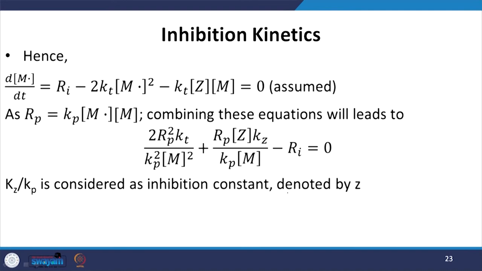Therefore, you can write this inhibition kinetics with the help of this equation: d[M•]/dt is equal to Ri plus 2kt[M•] squared minus kz[Z][M•], that we have already assumed. Now, as Rp is equal to kp[M•][M], combining these equations leads to this particular equation: Rp squared times kt upon kp squared [M] squared plus Rp[Z] kz upon kp[M] minus Ri is equal to 0. Here kz upon kp is considered the inhibition constant, and sometimes it is denoted by a small z.